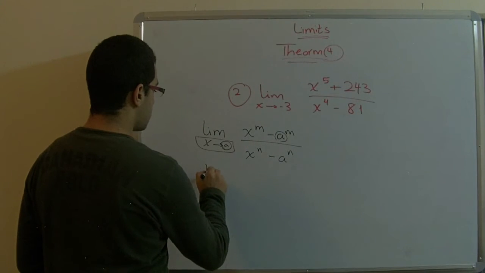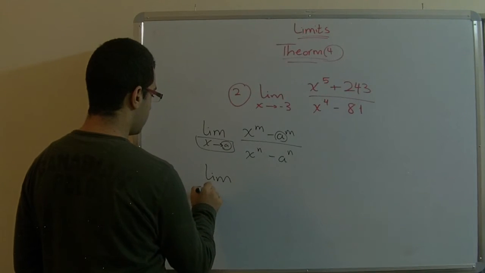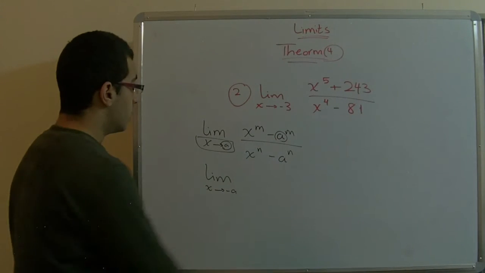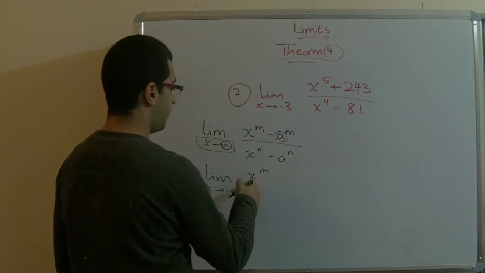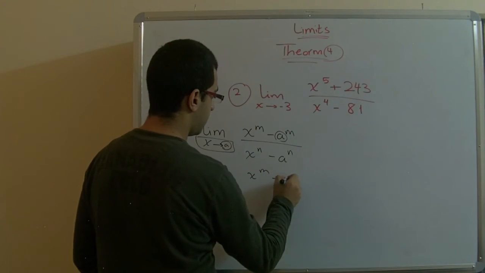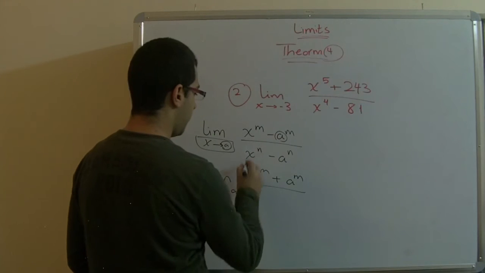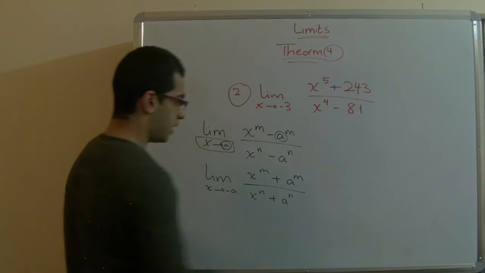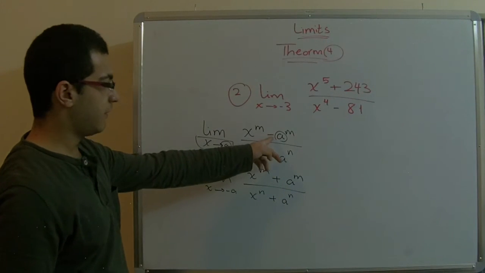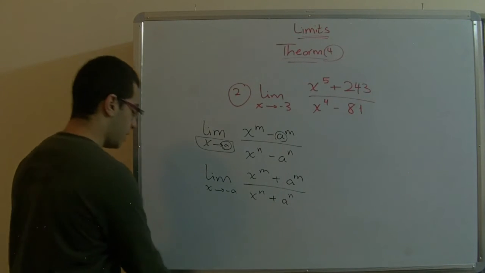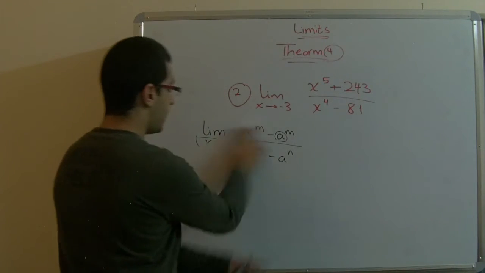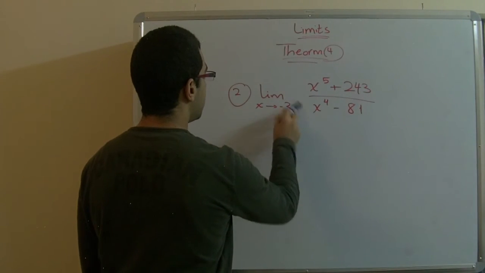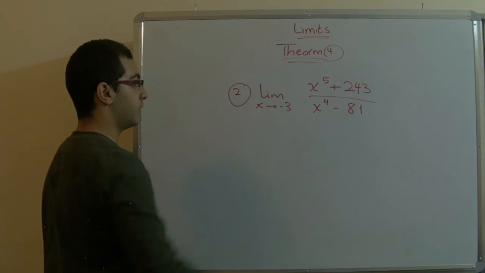But what happens if this a is changed into negative a? Accordingly, we will add here a negative a. So the formula would be x to the power m plus a to the power m over x to the power n plus a to the power n, because this is a double negative, a negative multiplied by another negative. Let's see what this means in our problem. Here we have x approaching a negative value of 3. We have here negative 3.